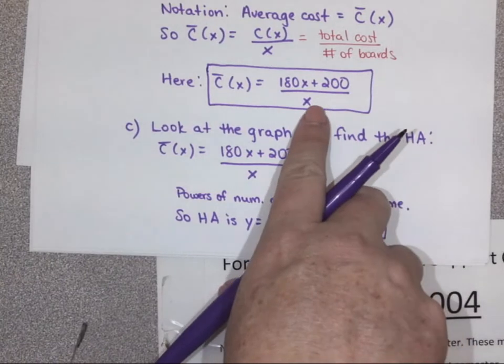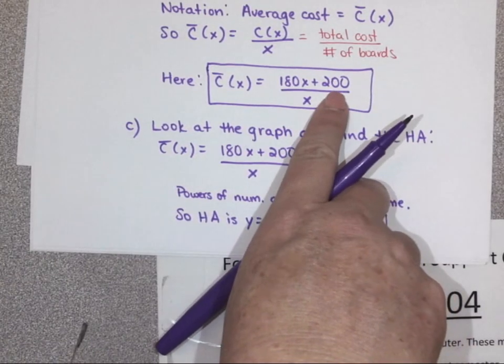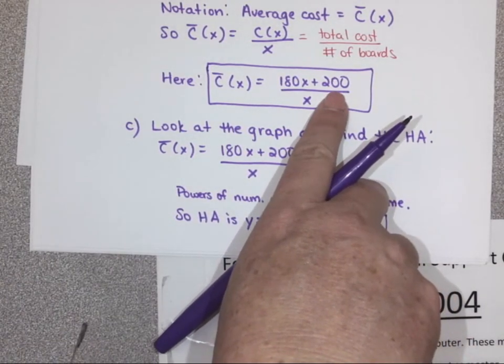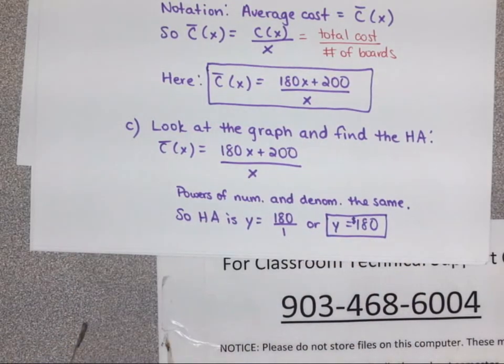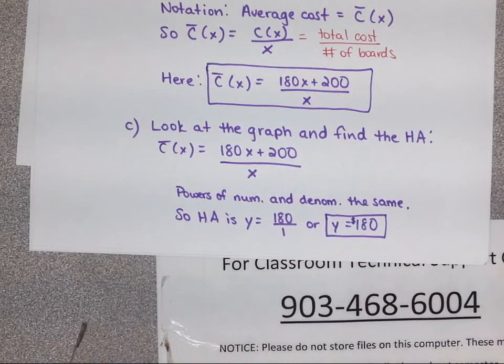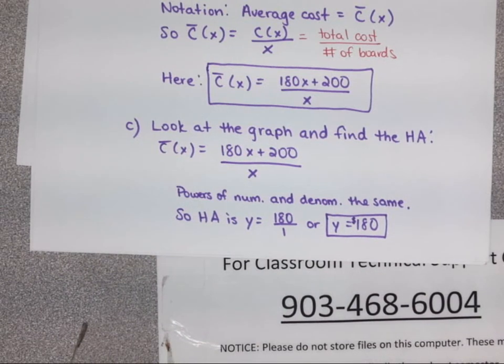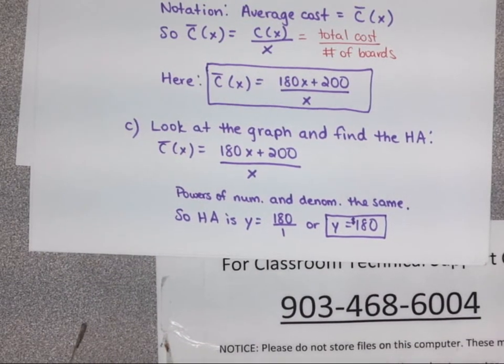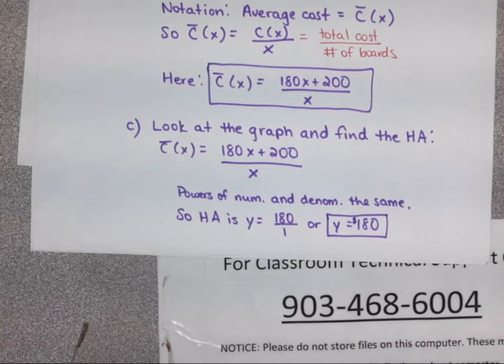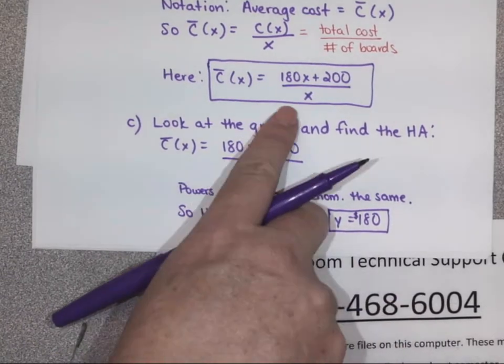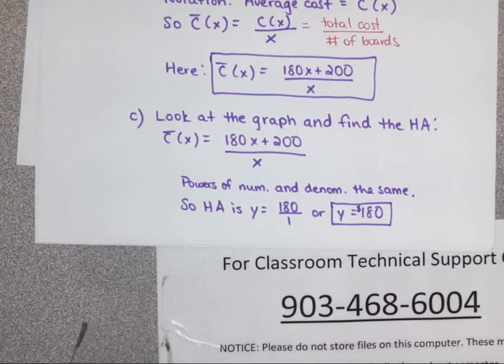In other words, if I made 100 boards, do you think you're going to care as much about that $200 fixed cost? No, in fact, each of the 100 boards would shoulder how much of that fixed cost if we made 100? Just $2, right? So the first one's super expensive, right? But if you keep making more and more, and then what if you make, say, 1,000,000 boards? Then the 200 is really insignificant, right? So in other words, it's going to get really awfully close to just the 180. The 200 is going to be insignificant the further you go out, okay?